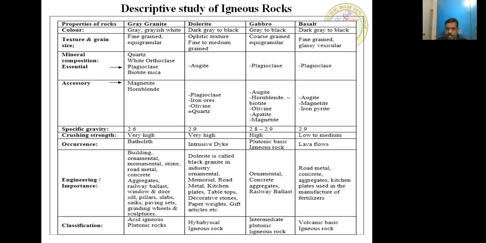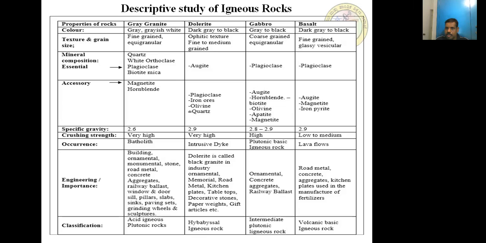Occurrence: normally it is a plutonic basic igneous rock. When coming to engineering importance, it is normally used for ornamental purposes, and also used as aggregates, concrete aggregates, and also railway ballasts. When coming to classification, it is a plutonic igneous rock.